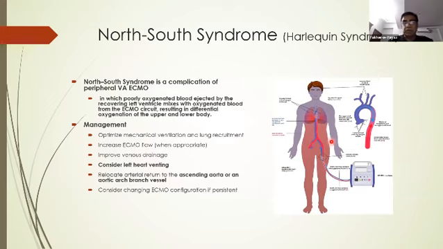So what to do? One answer is to try to increase the flow from the ECMO, or we can convert to VVA ECMO, or we can shift this arterial cannula to somewhere in the ascending aorta. So that will solve the issue.